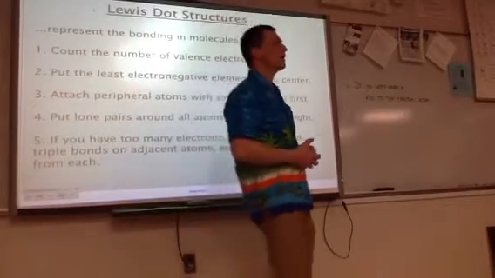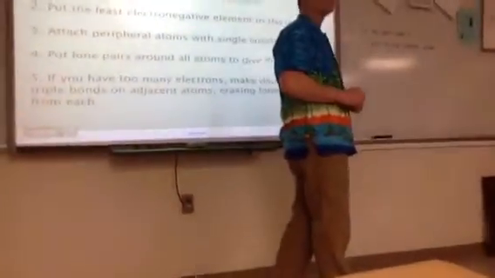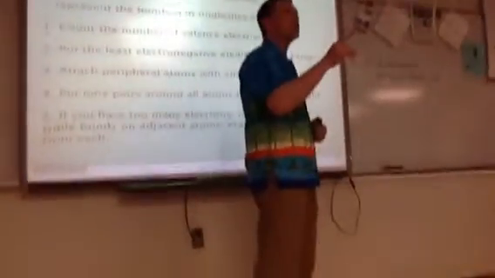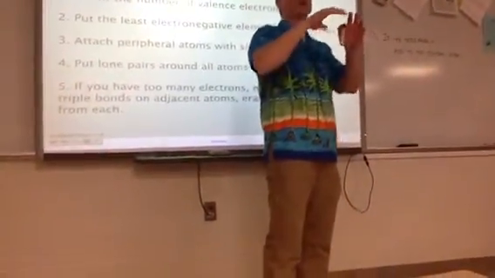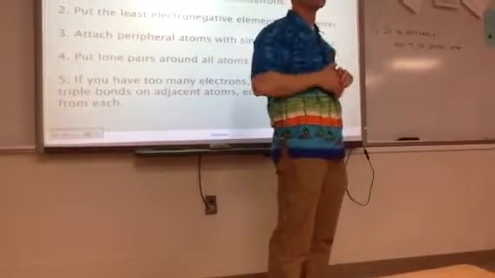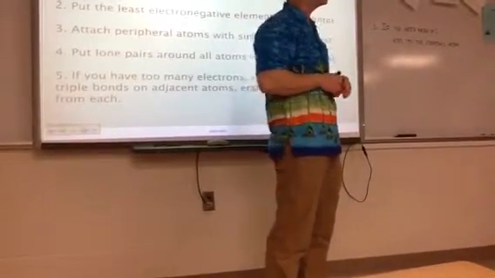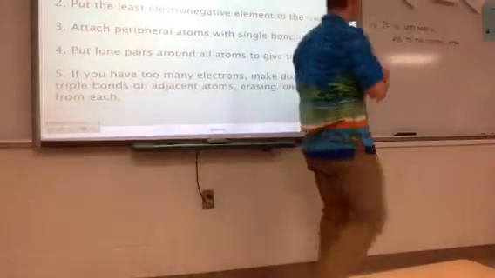Don't we have like 2 exceptions? Boron is an exception. Boron is very small, so it winds up being stable with only 6 electrons around it instead of 8. But you can also have something like PCl5.